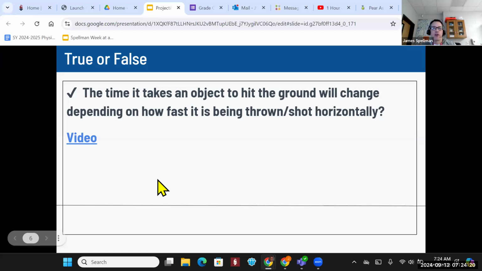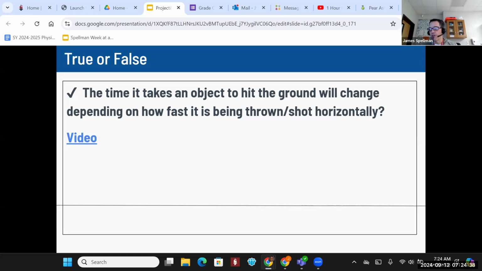Projecting the ball left to right has no effect on how long it takes to hit. And that's a huge thing in this unit. I'll say that one more time. The speed with which we throw something left to right, or we throw it off of a cliff, it doesn't matter if it's the speed of sound, it's going to hit the ground at the same time as something that would just be dropped. There's no difference.